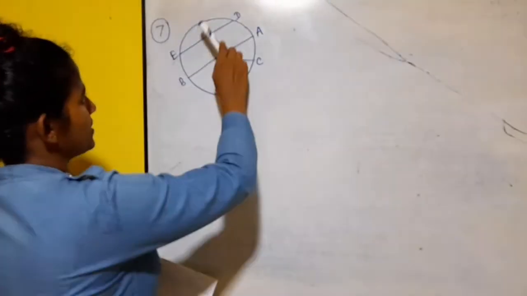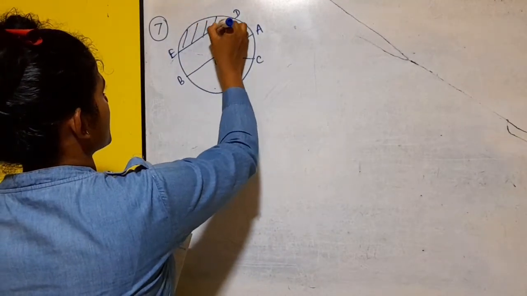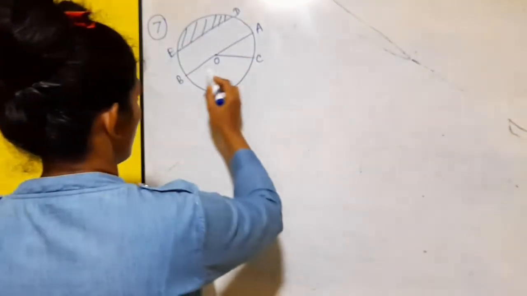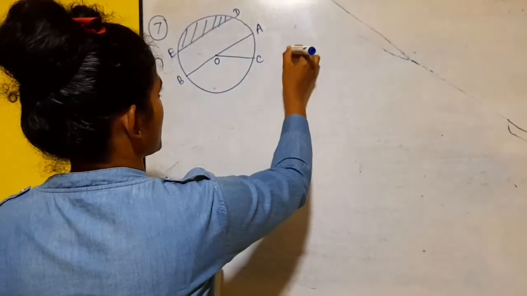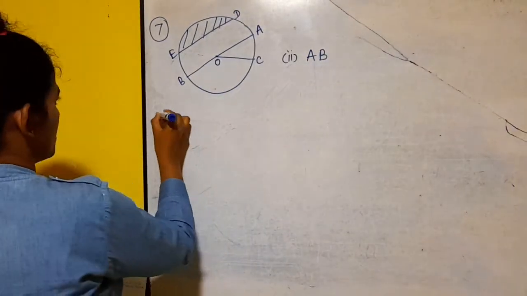Question number 7. O is the center of the circle given below. First question, shade the minor segment. What is the minor segment here? This one. We can shade like this. Then name the longest chord. Longest chord is the diameter, that is AB. So answer for the second question is AB, that is the diameter of the circle.